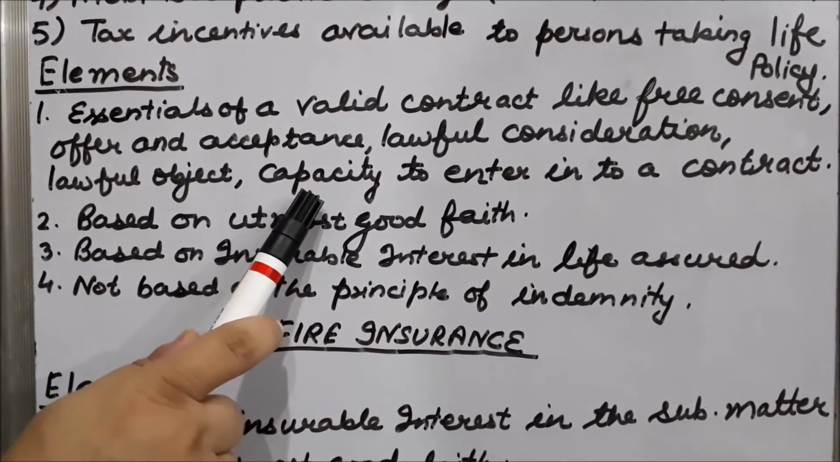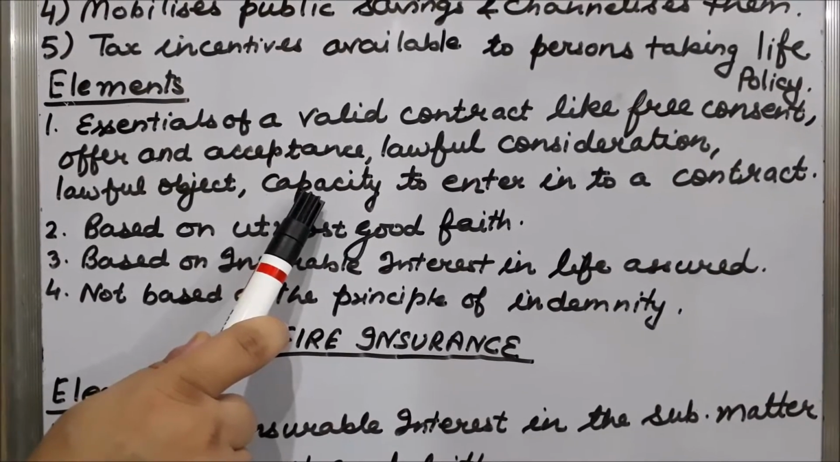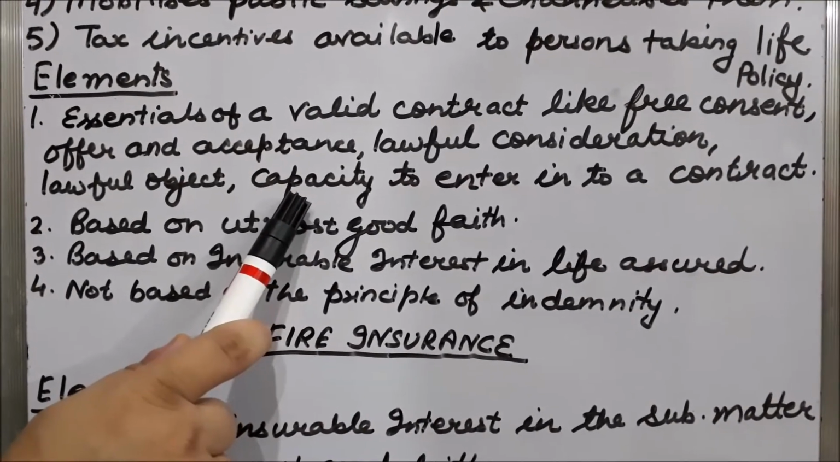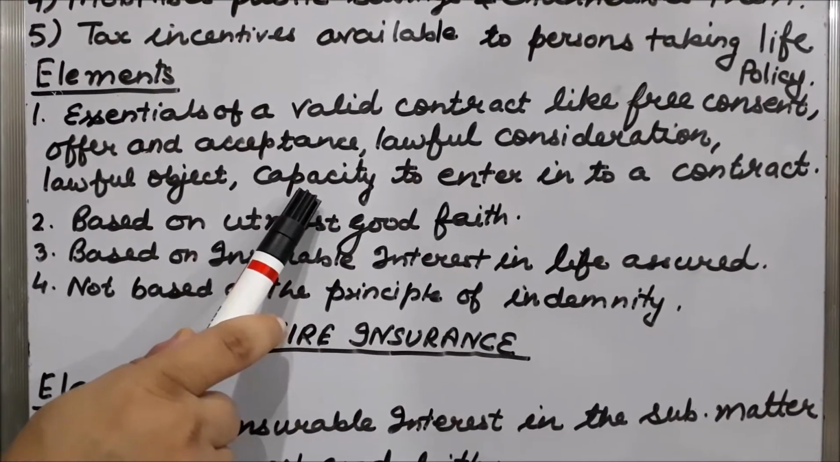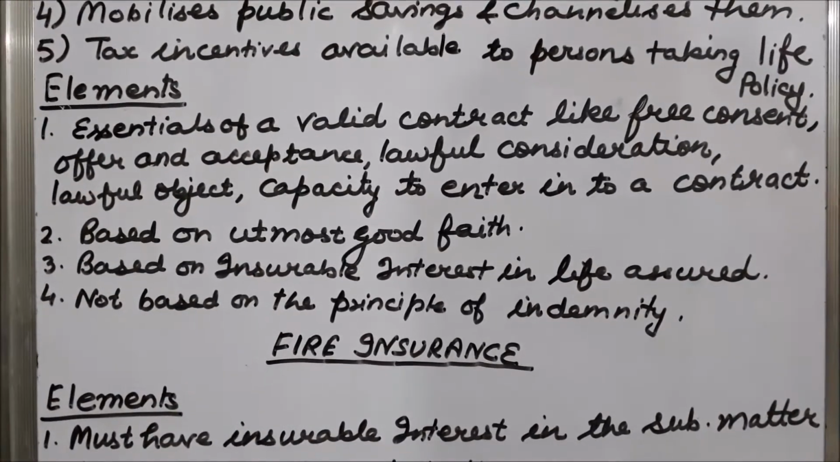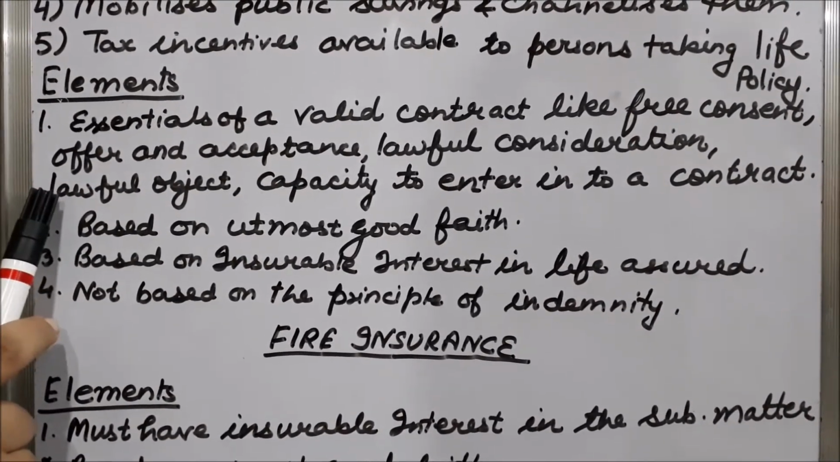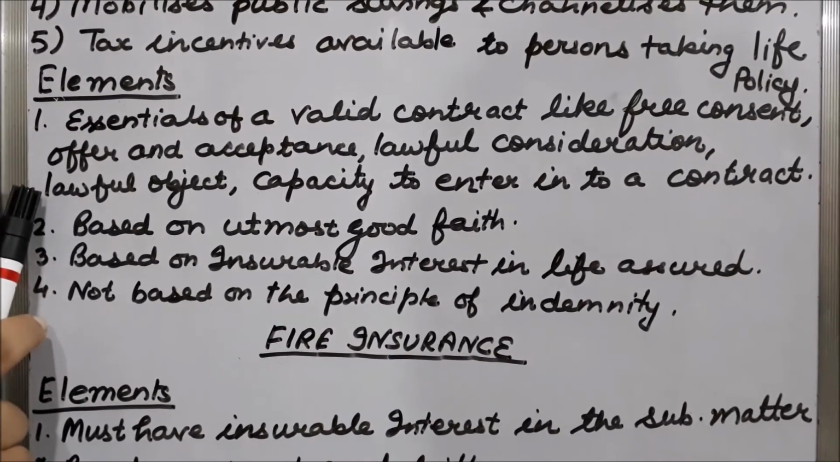The insured must have the capacity to enter into the contract. It means he must be above the age of 18, and he should enter into the life insurance contract in a legal way, not illegal. So, this is the first element, that all the essentials of a valid contract must be fulfilled.